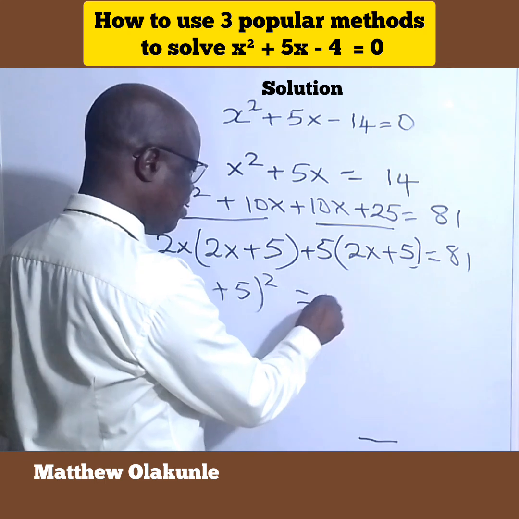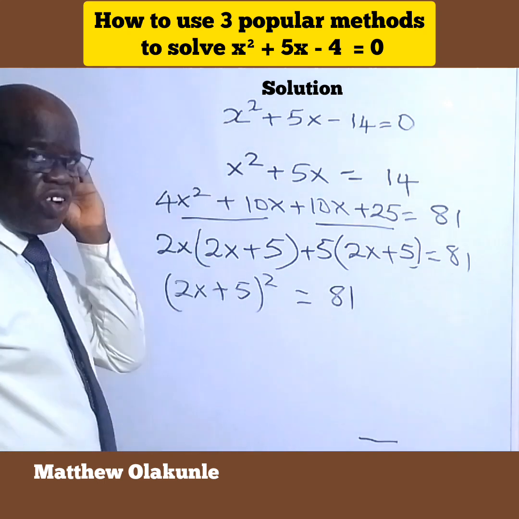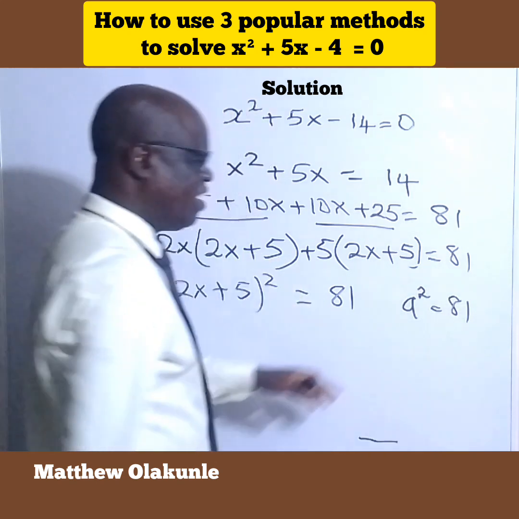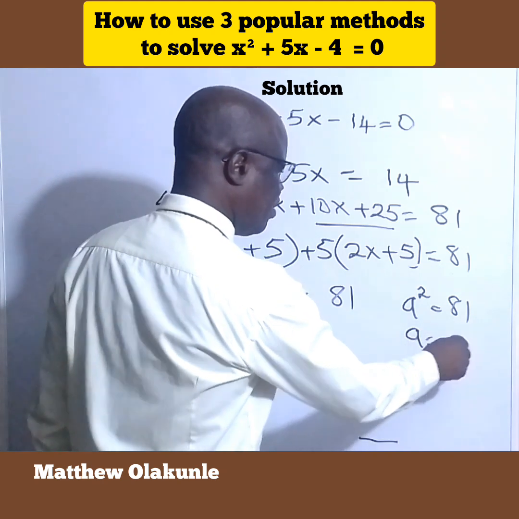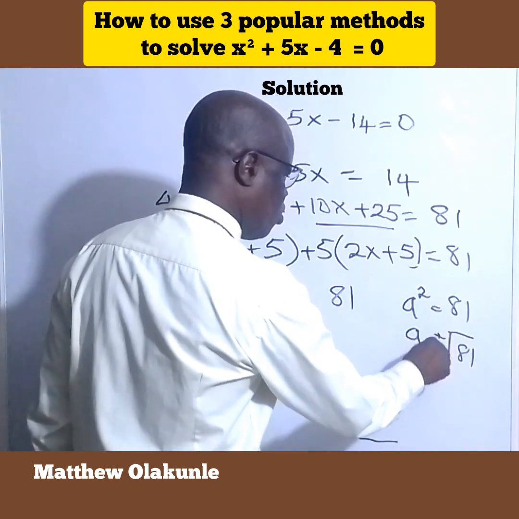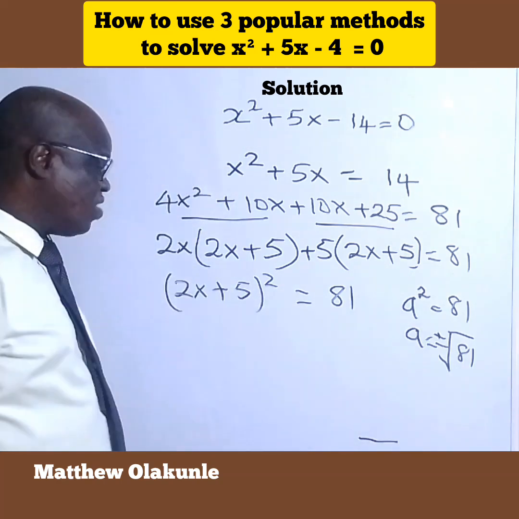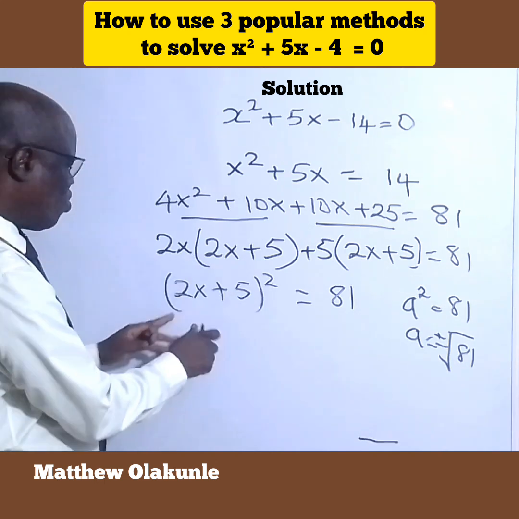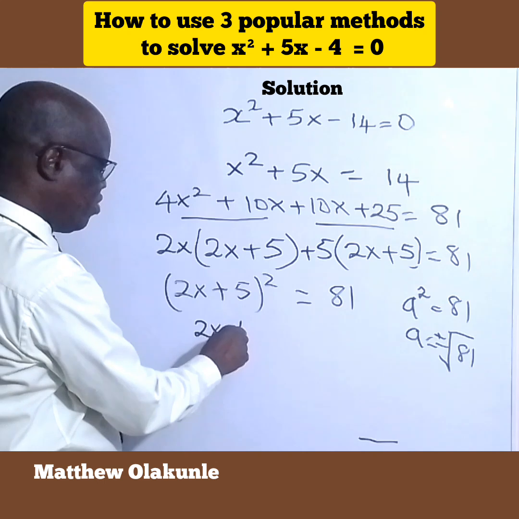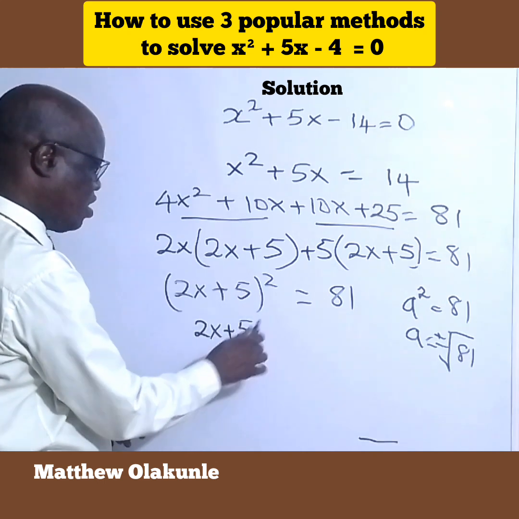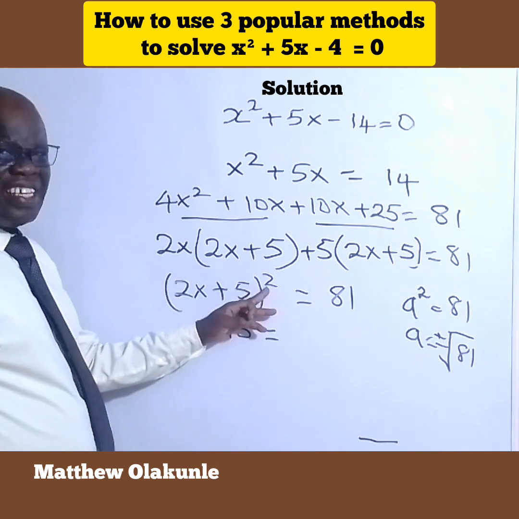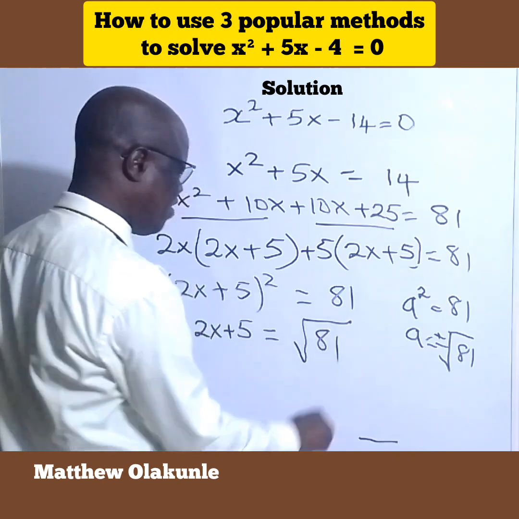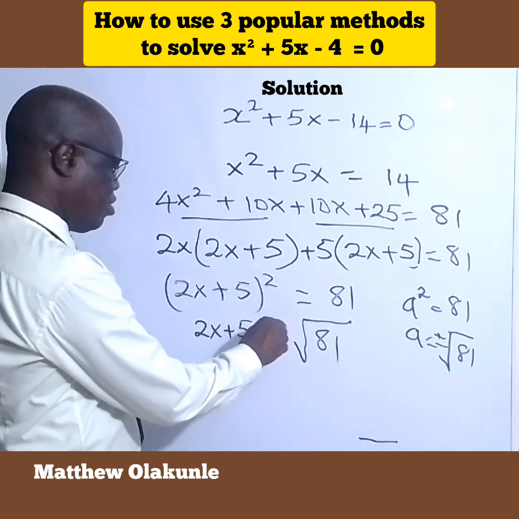So this is 81. Now, don't forget the law of indices that says that if you have something like this, a squared equal to 81, for you to get your a, this will be the square root of 81, plus and minus. So this is the law of indices. So we apply it here, where our a is 2x plus 5. So for us to get our 2x plus 5, we take away this 2, then we square this. And then plus and minus.